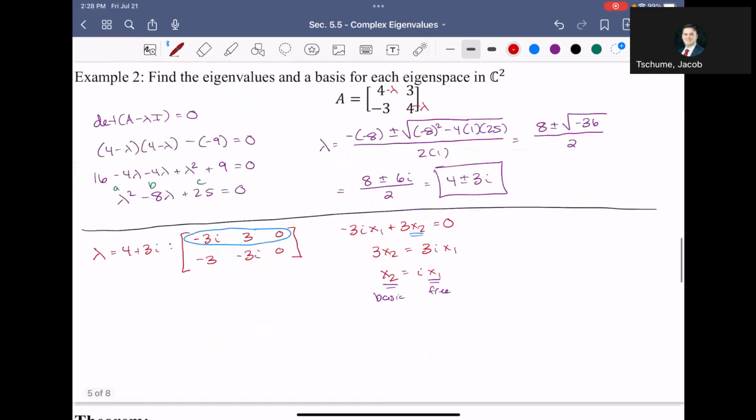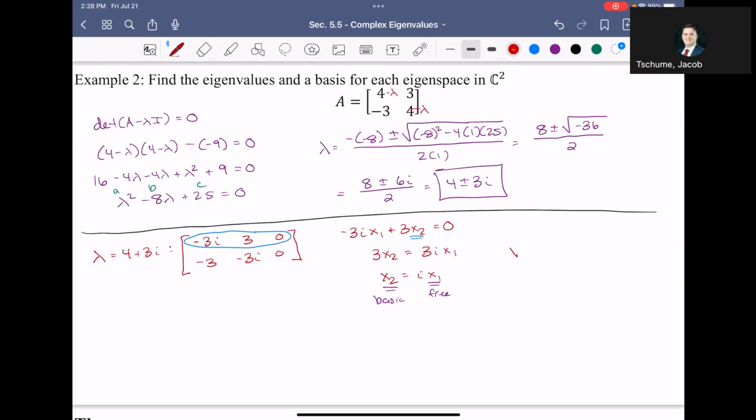So when we go to write the basis of our eigenspace, we'll just call this first one v sub 1. There's only one free variable, so we're only going to have one vector here. We can let x sub 1 be any number we want to. I don't see a fraction here, so I'm going to make it really easy. I'm going to let x sub 1 be 1 because there are no fractions I need to cancel. If I let x sub 1 equal 1, then x sub 2 is just going to become i. And so this is the basis for 4 plus 3i's eigenspace.